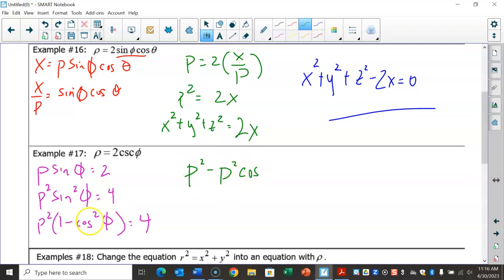And you're probably thinking, why did I do this? Why did I go and do sine over here? I didn't want to multiply both sides by something with a cosine or sine because I don't know what to do with the 4 over here.